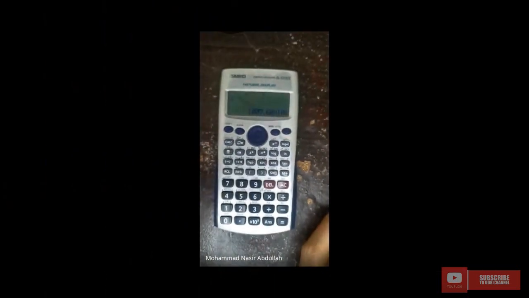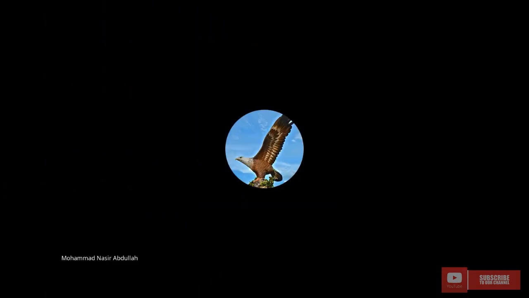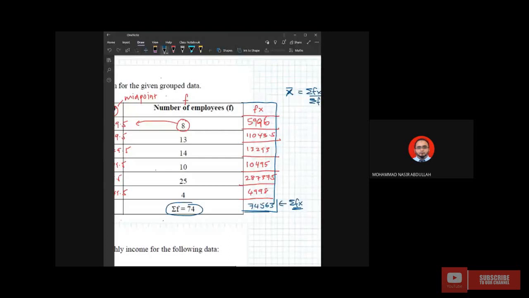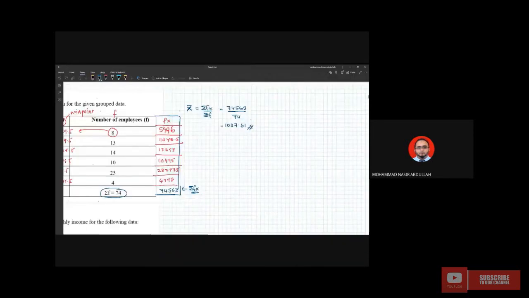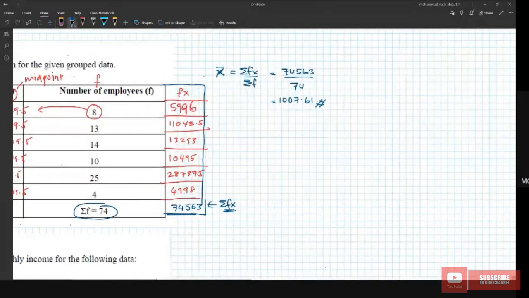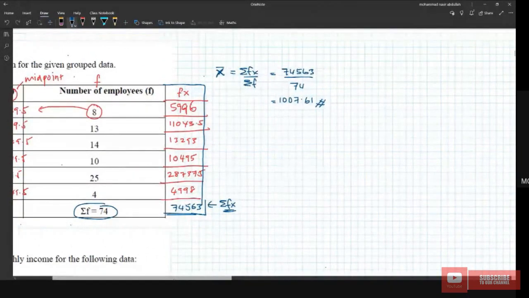So now balik kepada I punya slide. So you boleh nampak MS slide? Tengok balik slide I. Right.